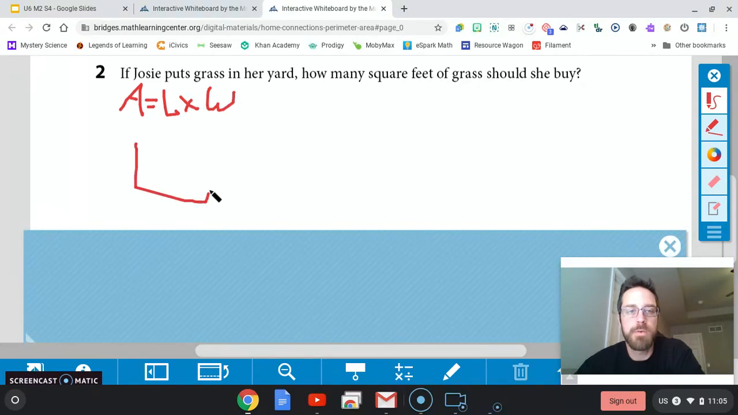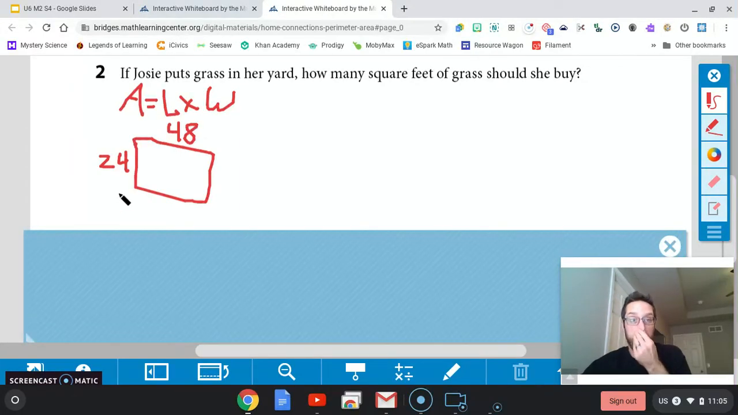Okay, not the prettiest rectangle, but if one's 24 and this one's 48, now it's length times width, because perimeter is going around, like putting a fence. It's going around the outside of the yard.